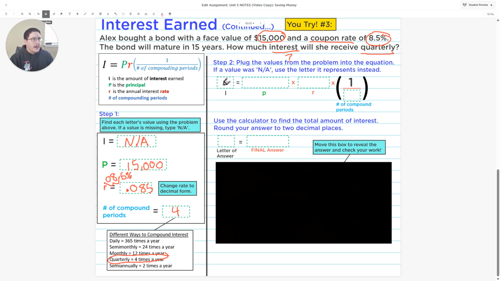Okay, now let's put everything that we have into our simple interest formula. We have I equals 15,000 times 0.085 times 1 over 4. Notice how the I is by itself, so we're just going to take the entire right side, plug it into the calculator, and then solve.